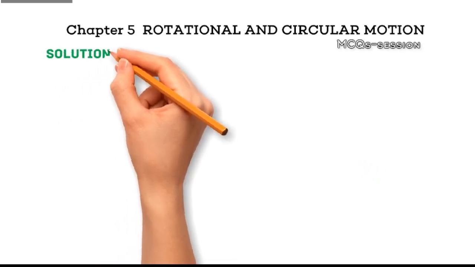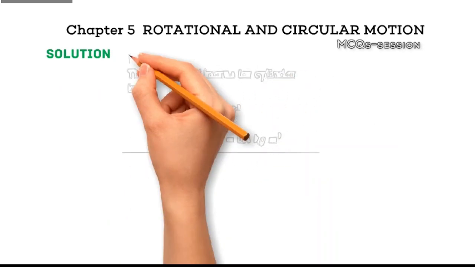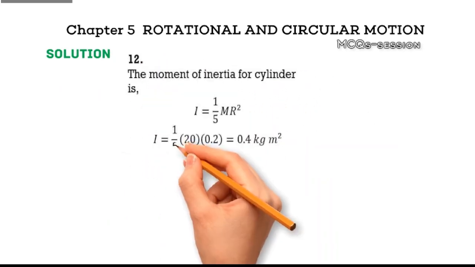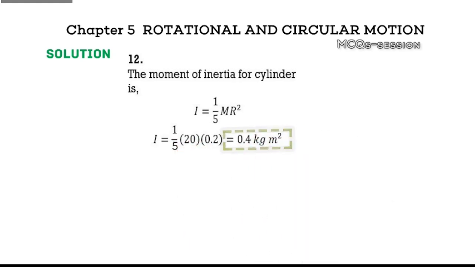Explanation. The moment of inertia for a solid cylinder rotating about its axis is given by 1/2 times the mass times the radius squared. Now putting the value, we get 0.4 kilogram meters squared.